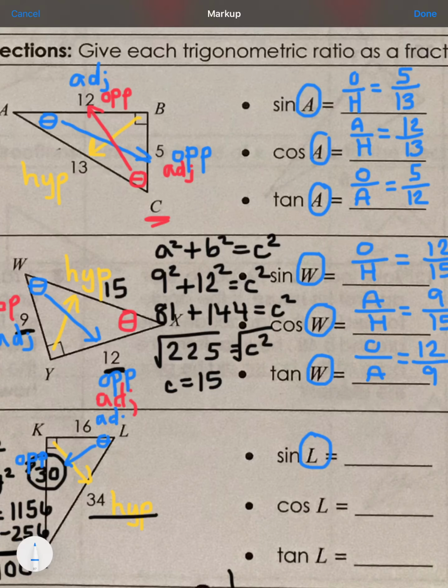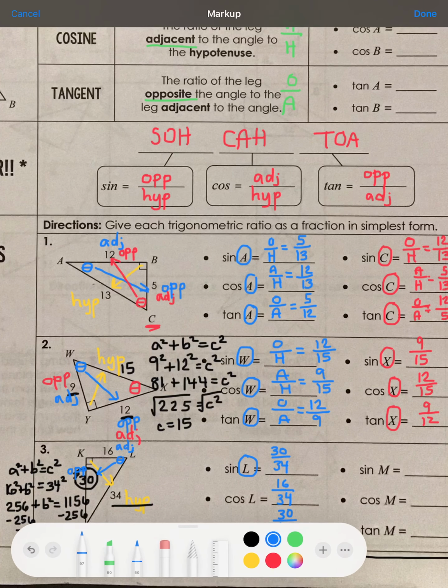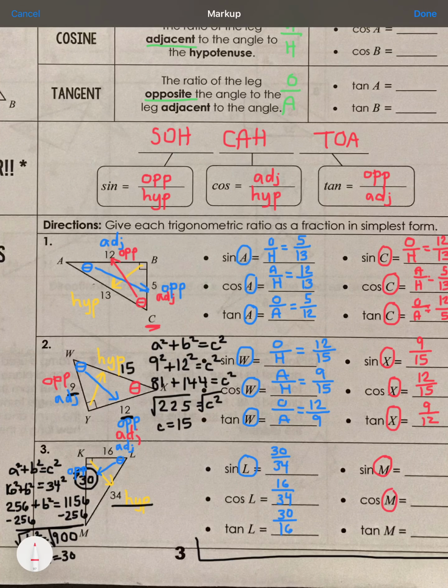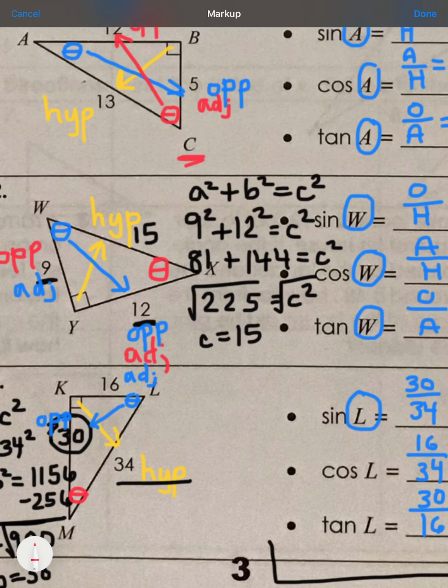So we're going to try to find the sine, cosine, and tangent of L. So L is going to be my theta. Across from L is my opposite side, and next to L is my adjacent side. So the sine is going to be the opposite over the hypotenuse, 30 over 34. Cosine is adjacent over hypotenuse, so that's 16 over 34. And tangent is opposite over adjacent, so that is 30 over 16.